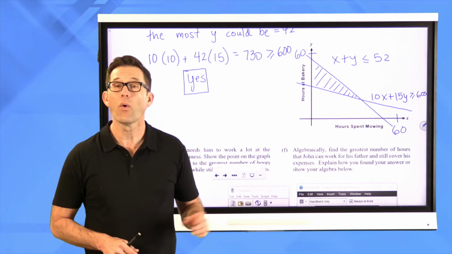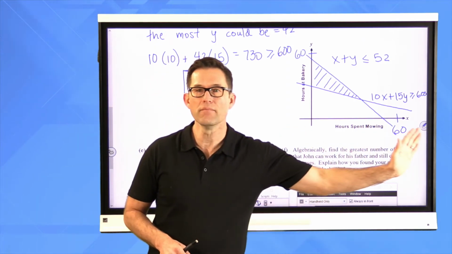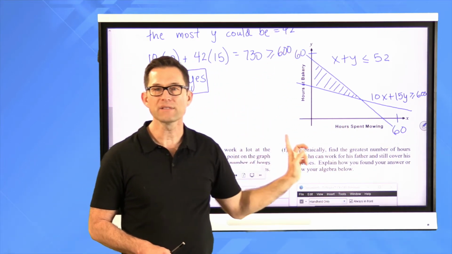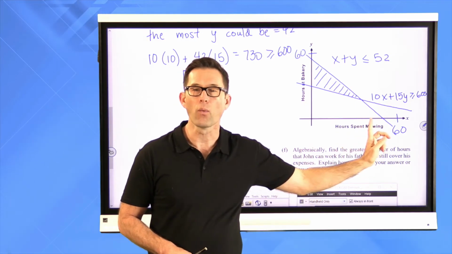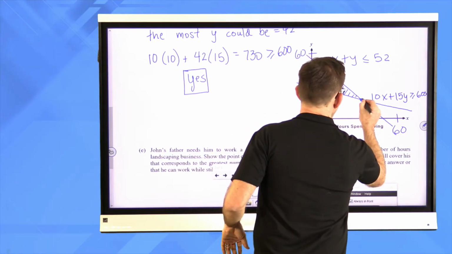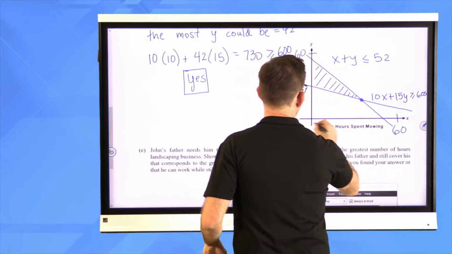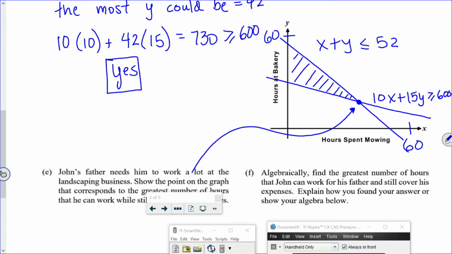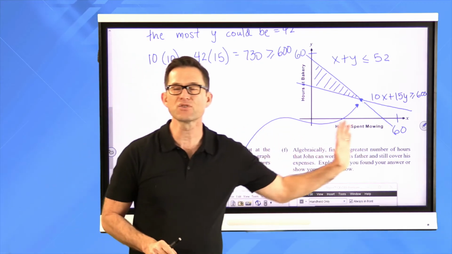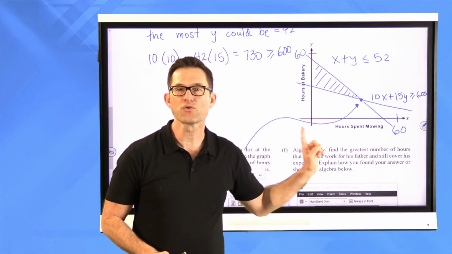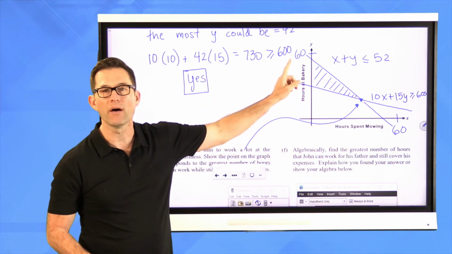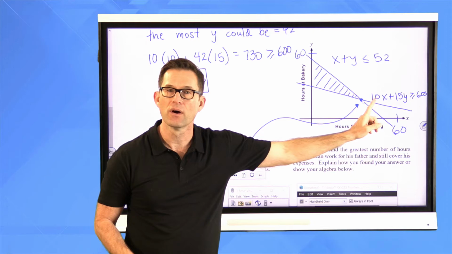Remember, these are the hours spent mowing and these are the hours spent at the bakery. The greatest number of hours that he can spend mowing while still being in this region is this point right here. All I wanted you to do was think about that point. That point is the furthest right on the x-axis he can possibly go while still being part of the viable solutions.